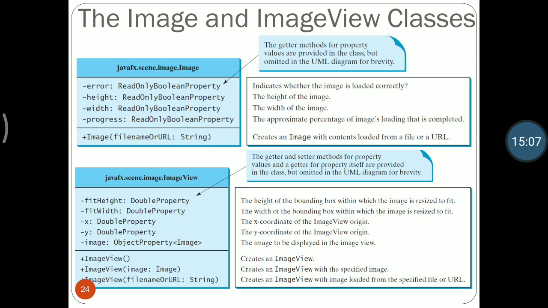ImageView class has three different methods. First one is ImageView. It creates an image view. Second is ImageView with image. It creates an image view with the specified image. Third is ImageView with file name or URL. It creates an image view with the image loaded from the specified file or URL.